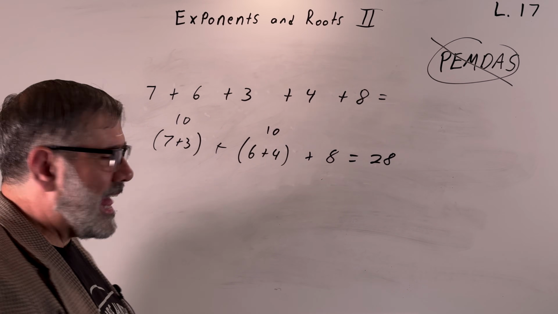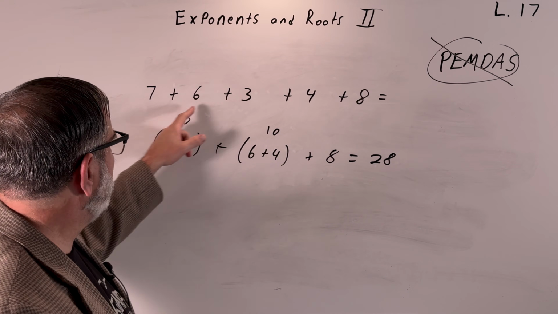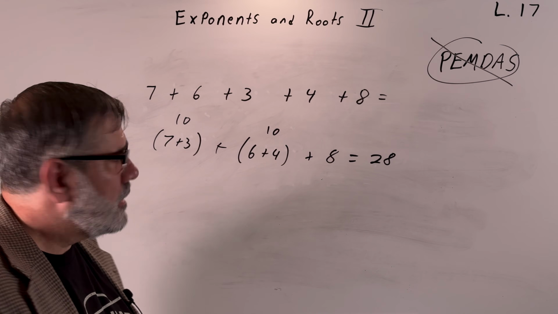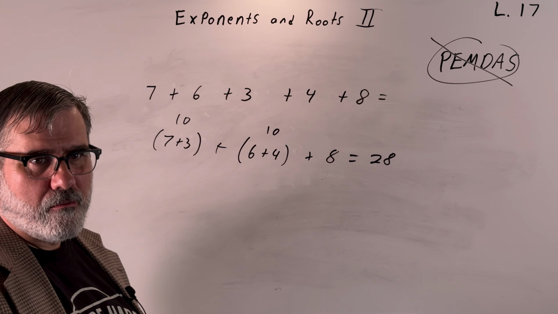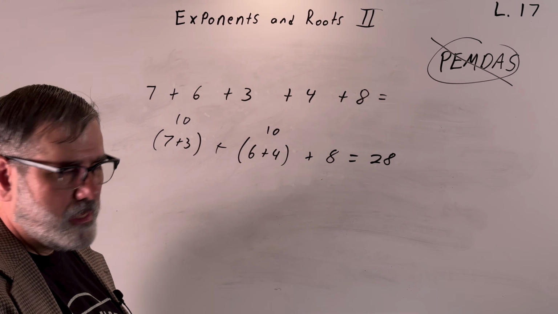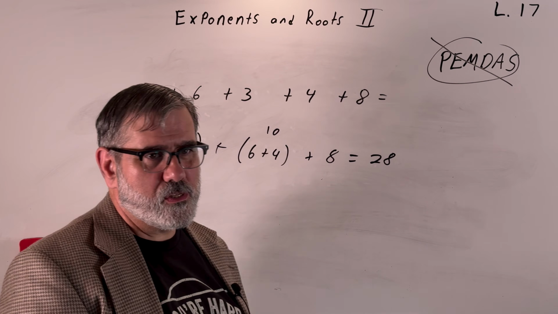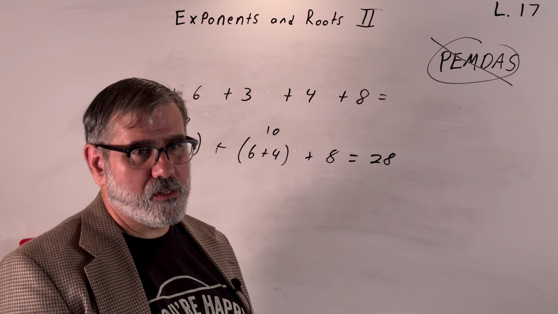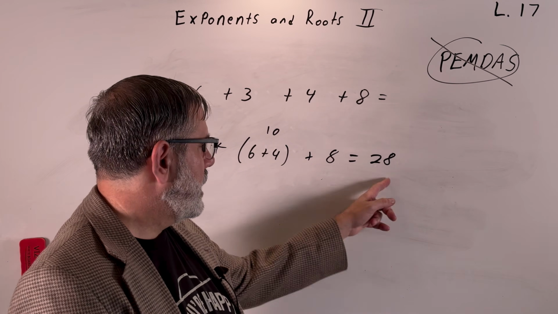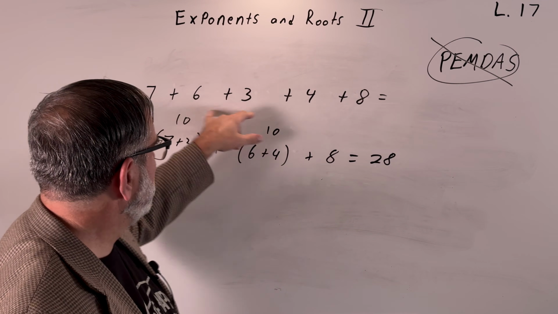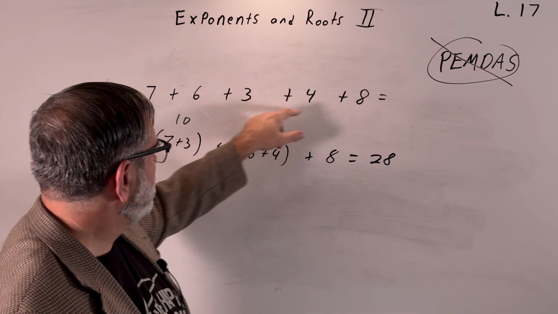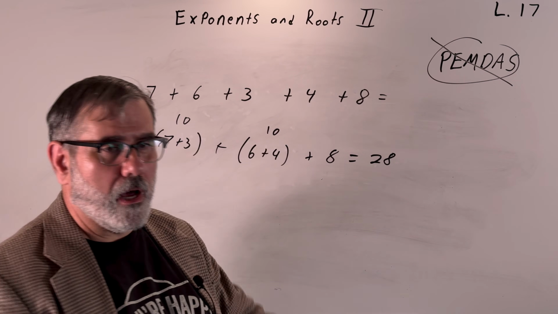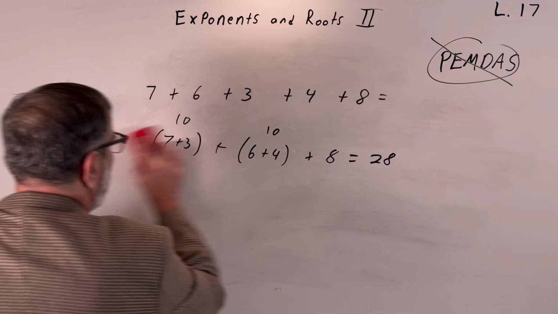As opposed to the classic left to right order: 7 plus 6, what is that? 13. 13 plus 3 is 16. 16 plus 4 is 20. 20, and 20 plus 8 is 28. So I think it's much easier whenever you group things in groups of 10s. 7 plus 3 is 10, 6 plus 4 is 10, that's 2 tens, is 20, plus the 8, and I'm done. You see? Makes it much easier.